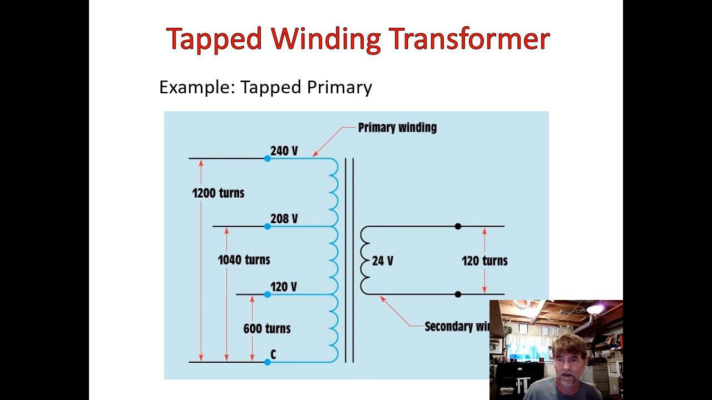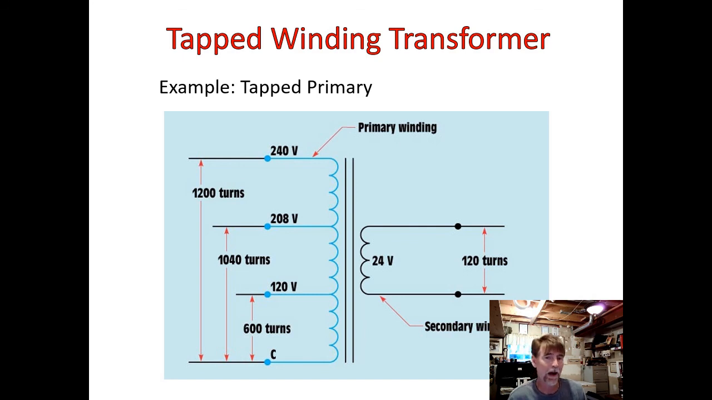On the secondary side, we have 120 turns, and that output will be 24 volts if we hook up the primary side correctly. C at the bottom represents common, which means we will always connect to that common wire. The question is, what is the other wire that we're going to connect to when we build our circuit? If we have a 120 volt power supply available, then we want to connect to that first tap to ensure we get our 24 volt output.